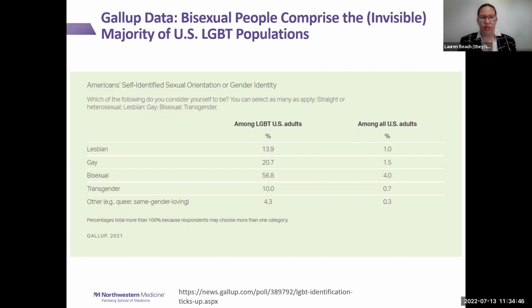When they did an in-depth dive to look at the breakdown of those identities, they found that 56.8% of all US LGBT adults identified as bisexual, which represents 4% of the overall US adult population.